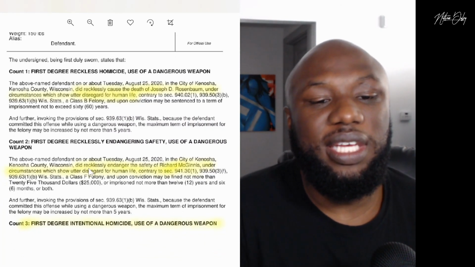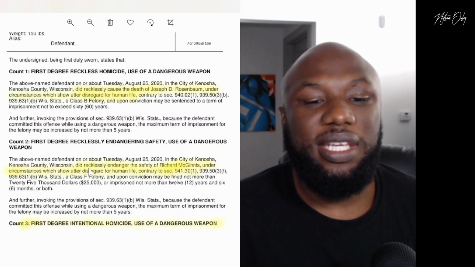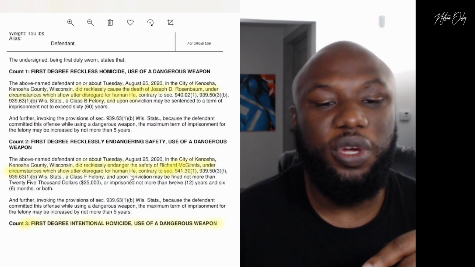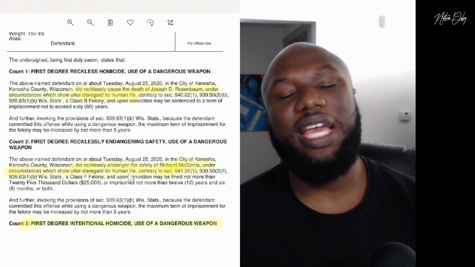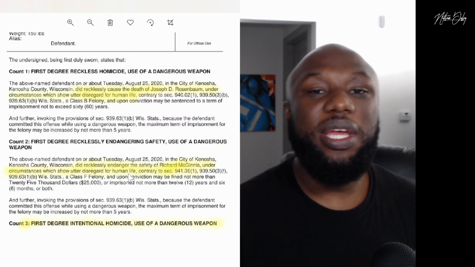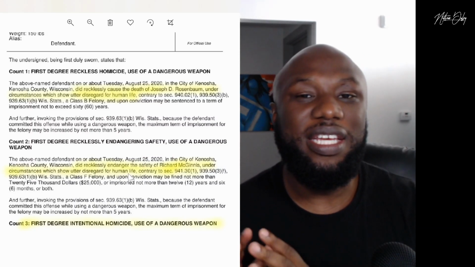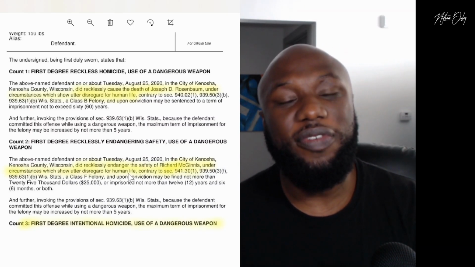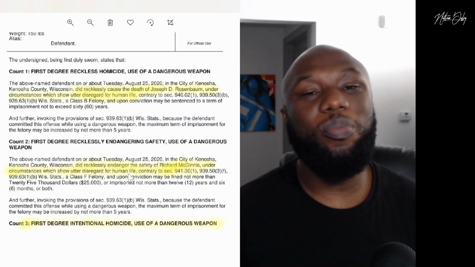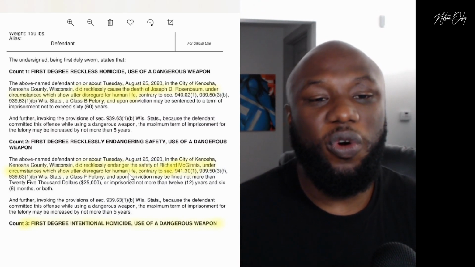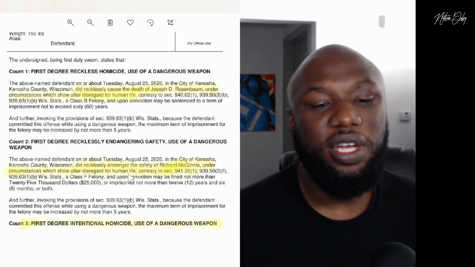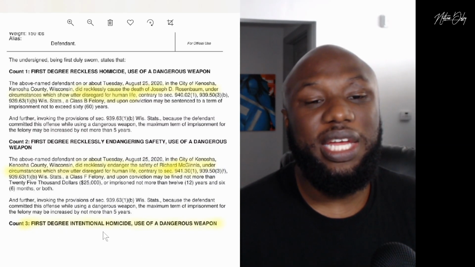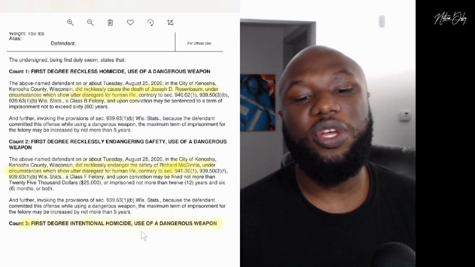So let's go down to count two. What count two says is Kyle Rittenhouse did recklessly endanger the safety of Richard McGinnis under circumstances which show utter disregard for human life. So again, it's the same concept of the charge. This one is just reckless endangerment, meaning that Kyle Rittenhouse put this person in danger for their safety, for their life, or at risk of severe bodily harm or potential death. But that endangerment did not lead to death, or he would have been charged with a homicide for this particular count.